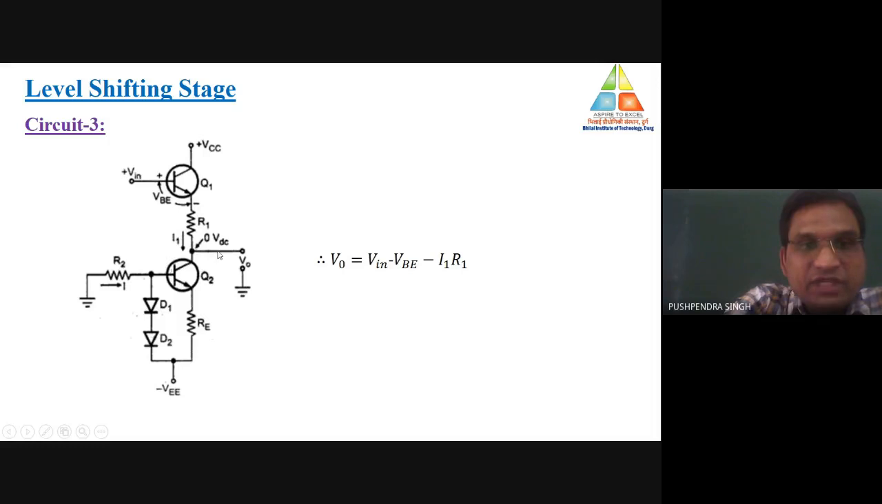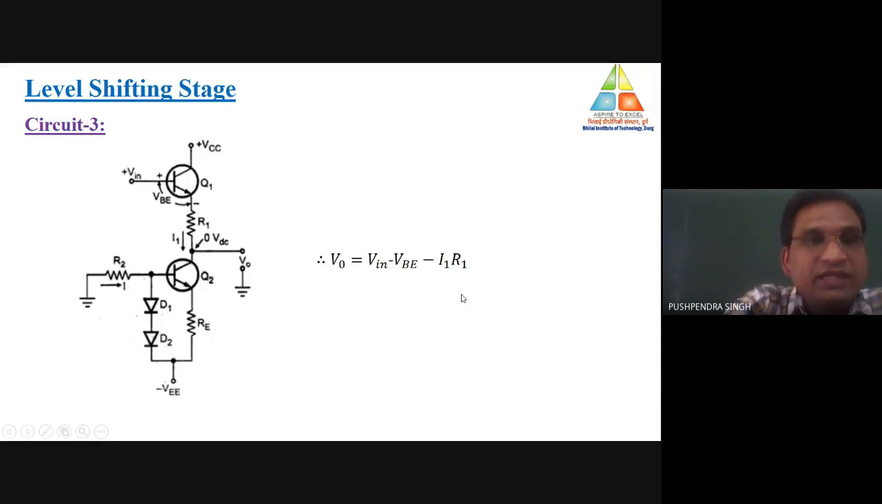So what is the value of the output? Apply one KVL. What will be the path of the KVL? The path starts from this V in, through the base to emitter loop, then R1, then from V0 to ground. Apply KVL in this path: V in minus VBE minus I1 into R1 minus V0 is equal to 0. So V0 is equal to V in minus VBE minus I1 into R1. That is the value of the output.